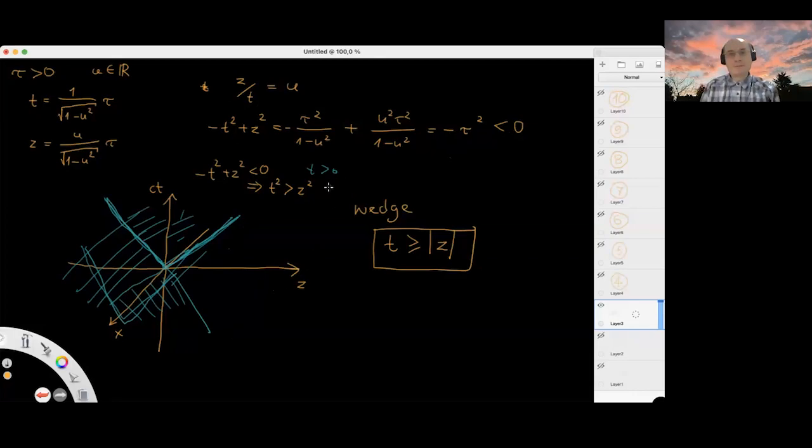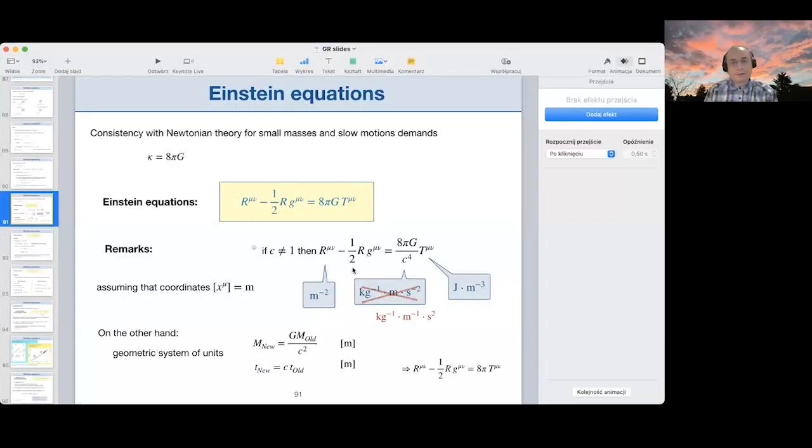Okay, so any more questions to problem two? Okay, I don't see any, so I guess we can go back to our lecture. So let me share the slides. There's a small correction in slide number 91. The dimension of this quantity over here is slightly different than what I had on my slides during the last lecture.